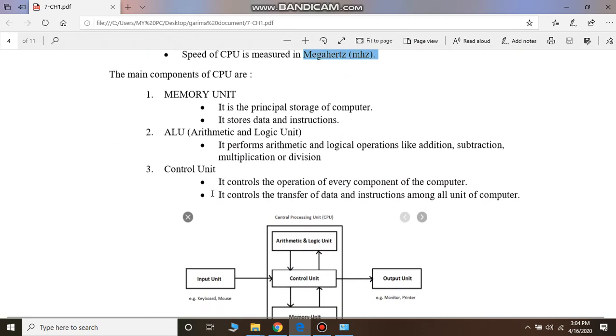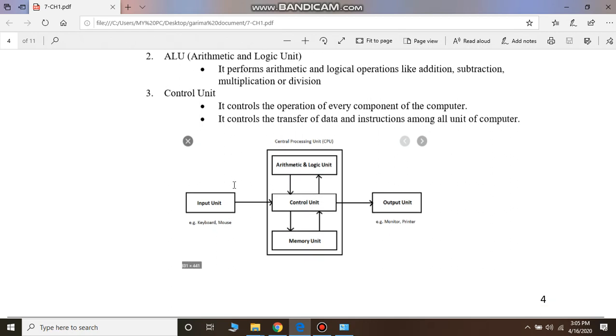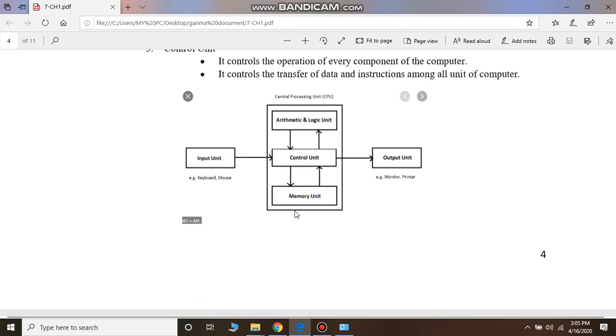Now, there are further three components of a CPU. One is a memory unit, one is an arithmetic and logic unit, and one is a control unit. All the instructions that we give to the computer are temporarily stored in this memory unit. Next is this control unit. Control unit will fetch all the instructions from this memory unit, execute them, and give it to the output.